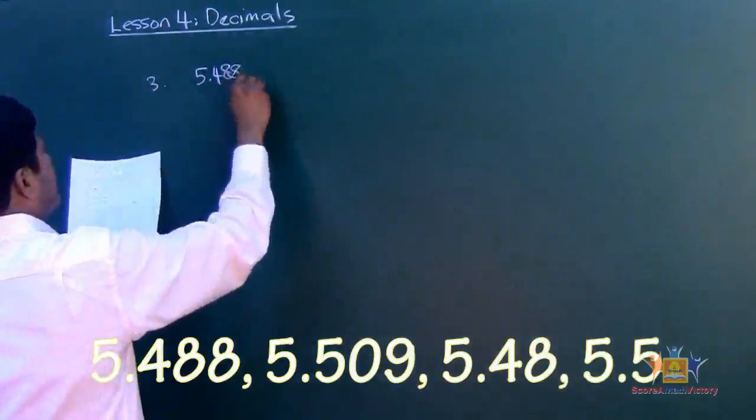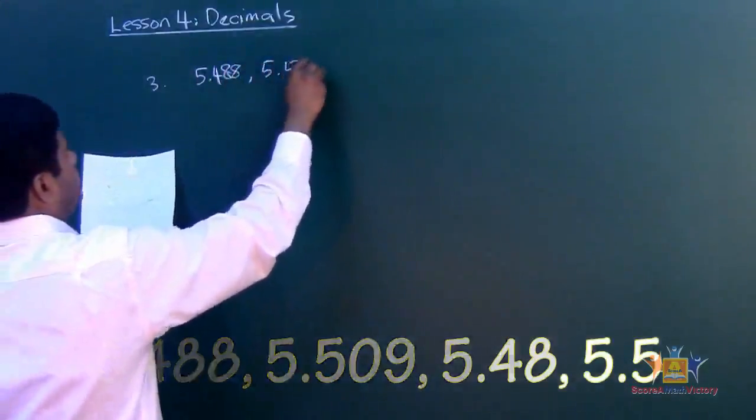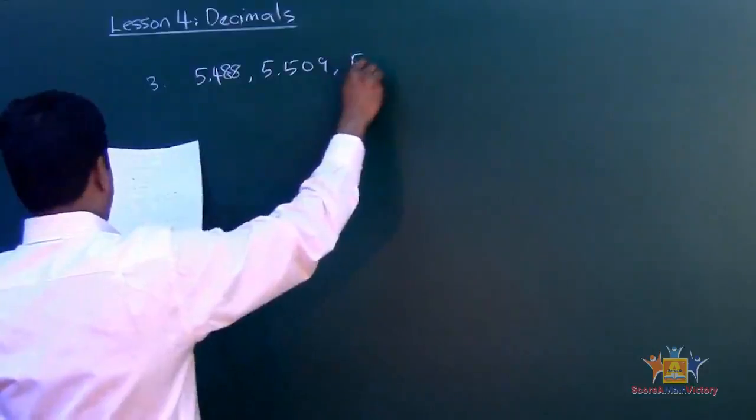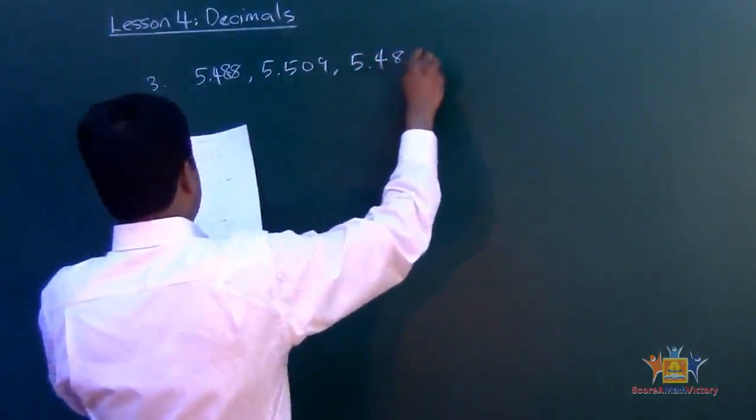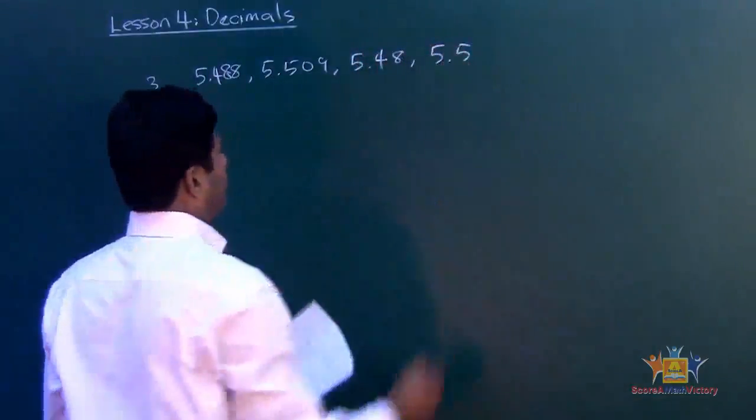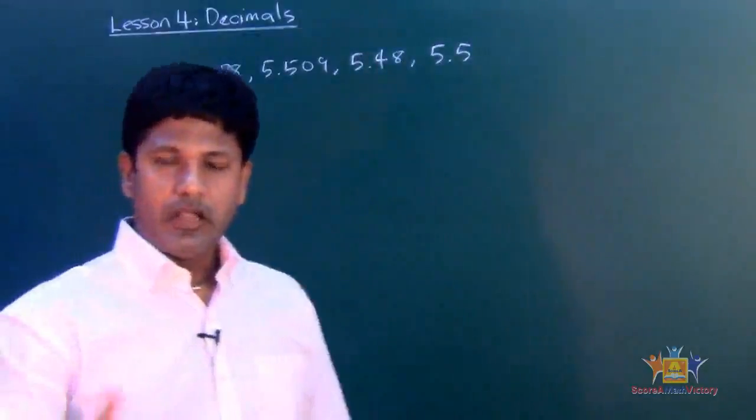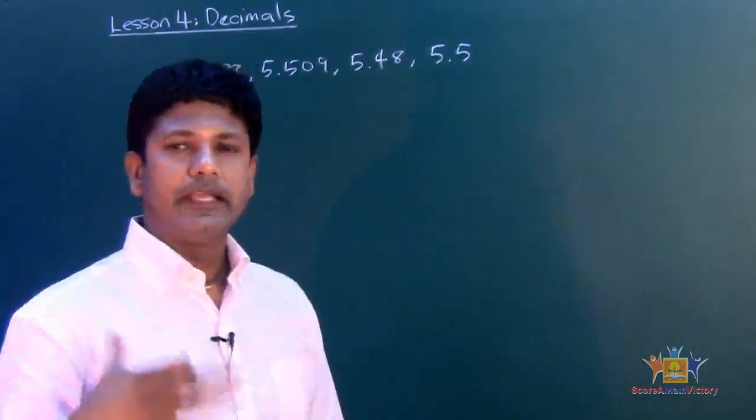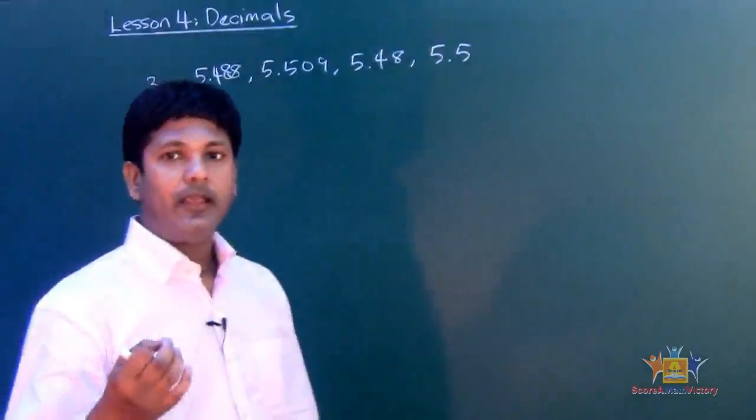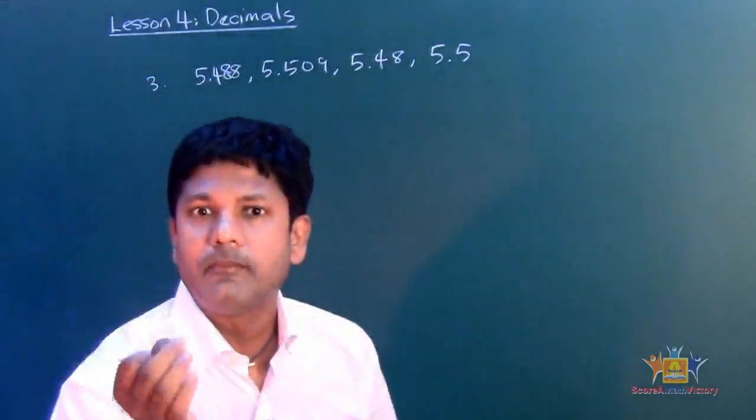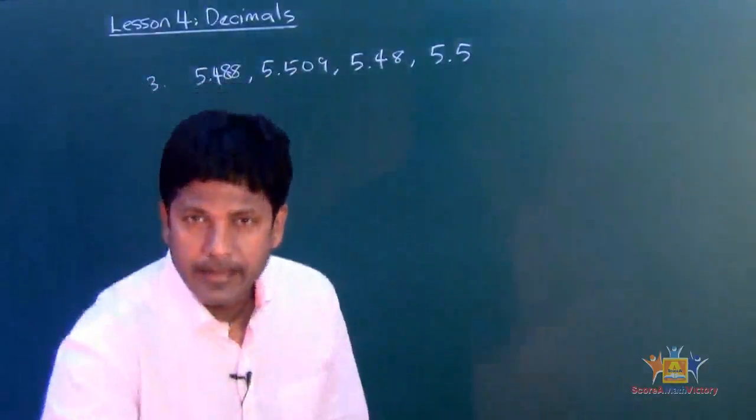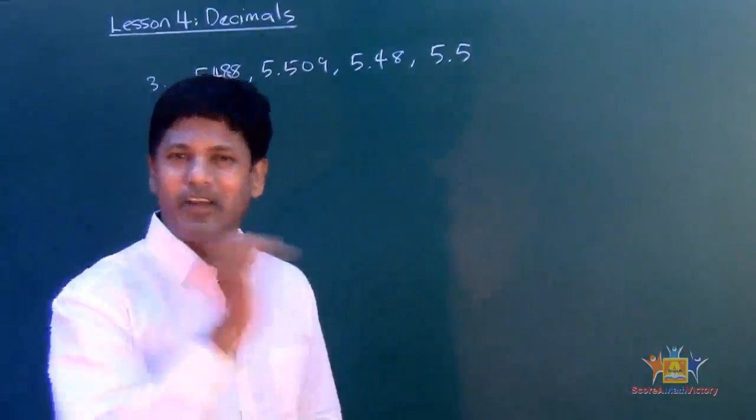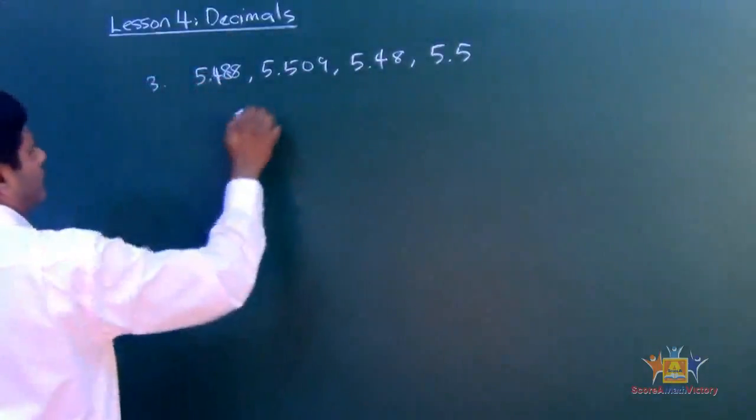5.488, 5.509, 5.48, and then 5.5. What is the procedure? How do we arrange them in increasing order? First, what do we have to do? Exactly, grab them by the decimal, line them up. Good job. Grab them by the decimal, line them up. Grab this one, put it right there.